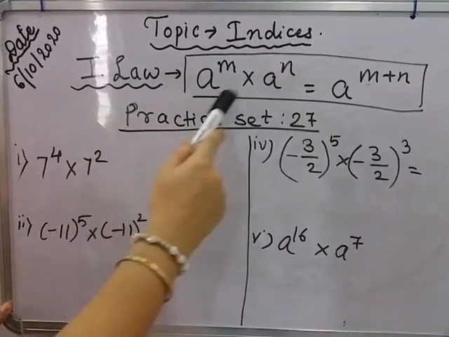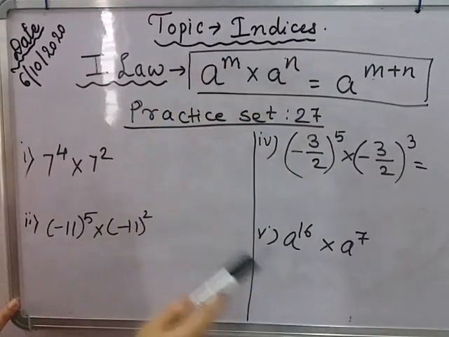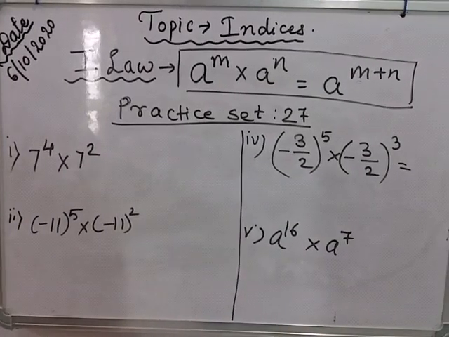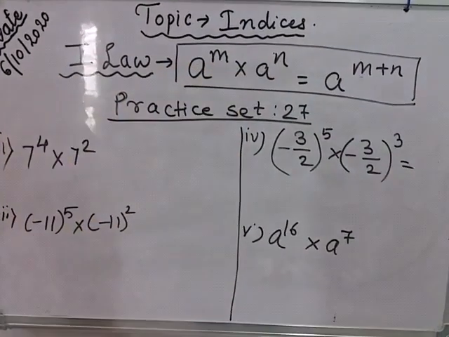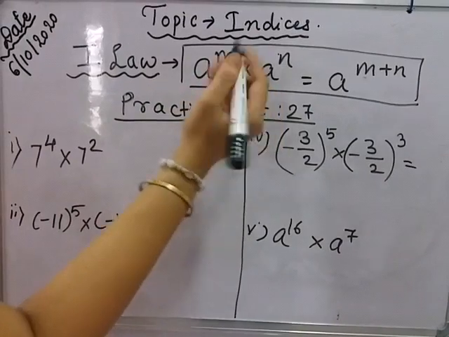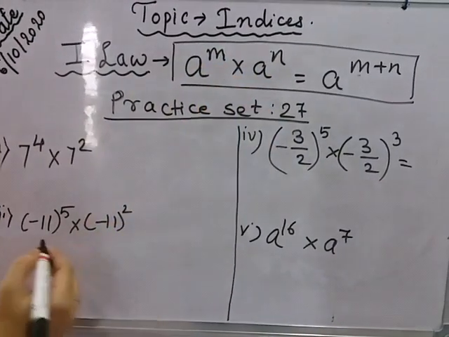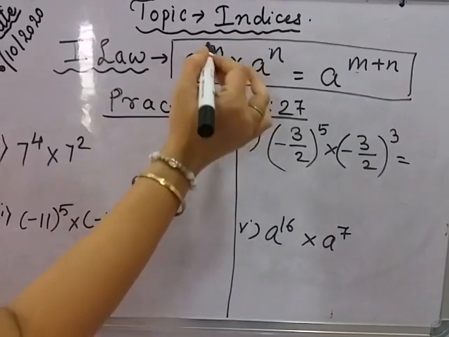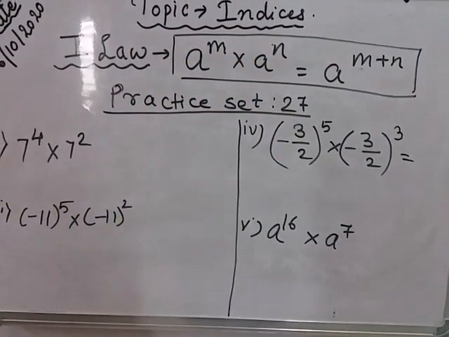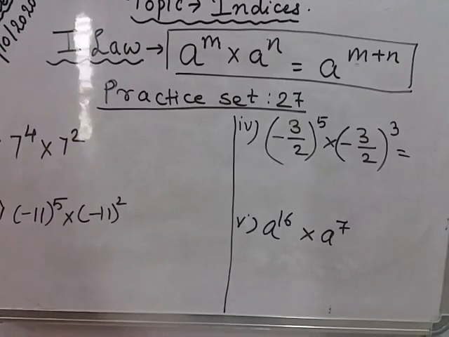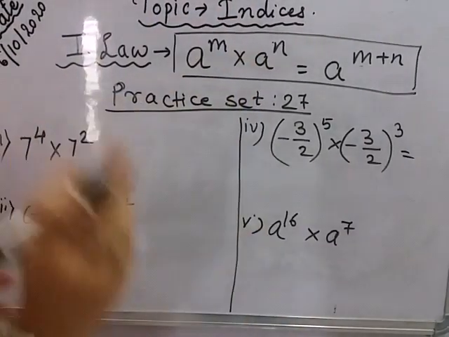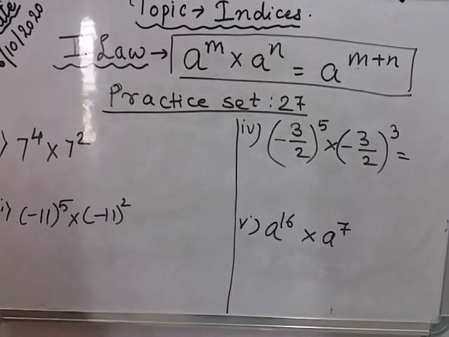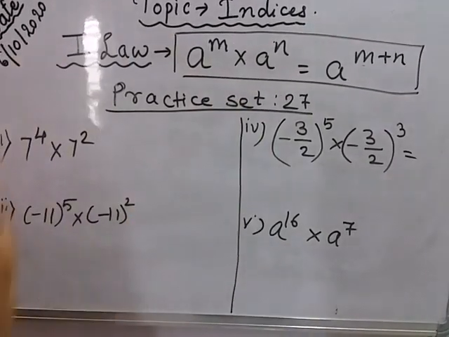Neatly you write down this first law, a raised to m into a raised to n is equal to a raised to m plus n, where this a is a rational number. Rational number means it is possible that this base will be even negative or maybe a fraction. So a is a rational number, whereas m and n are any positive integers. Compulsorily the index are positive, they should not be a negative one. So now based on that, let's start with the first practice set 27.